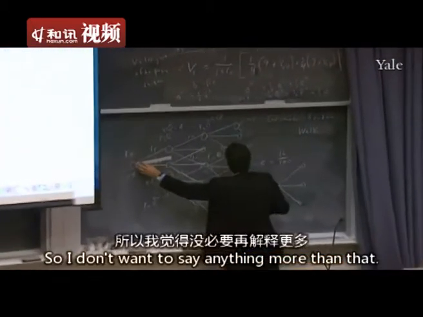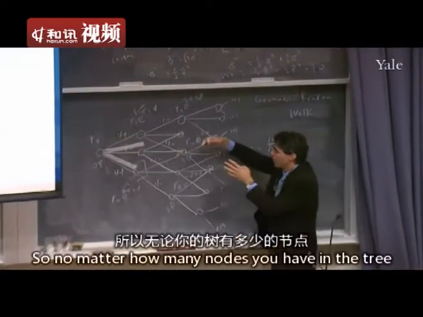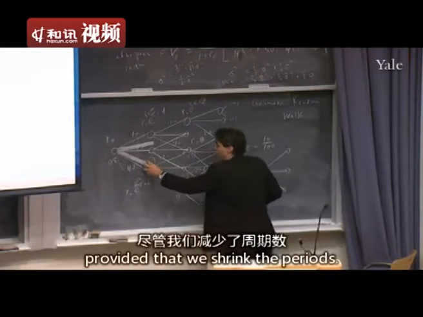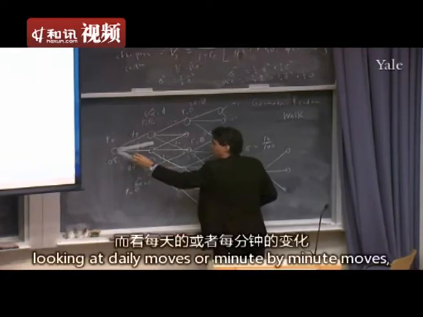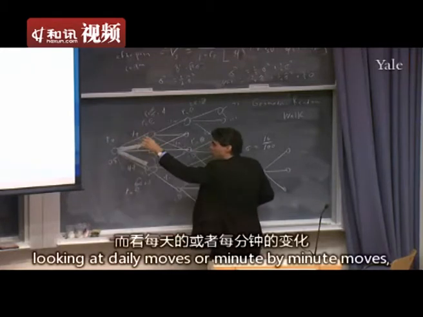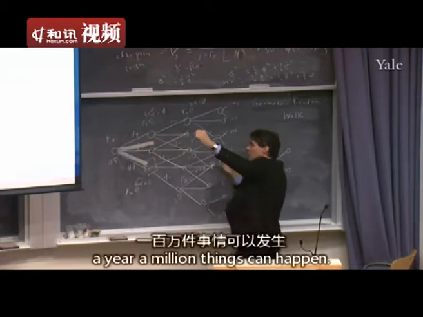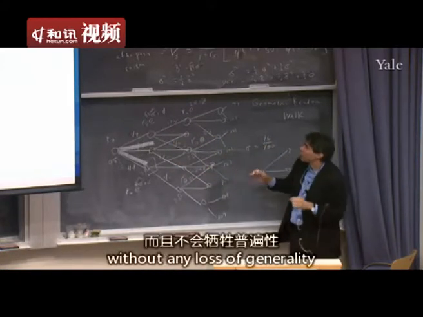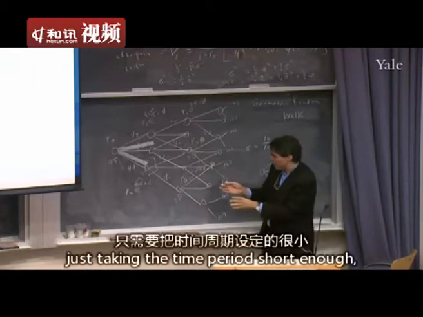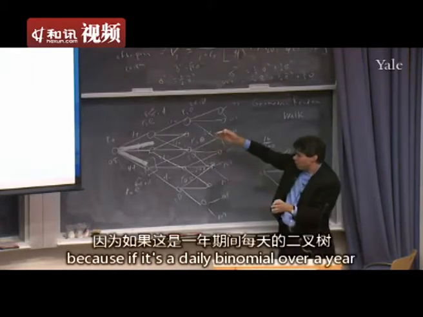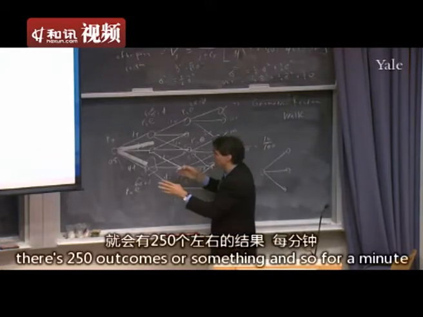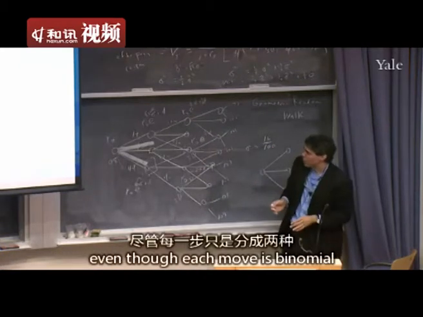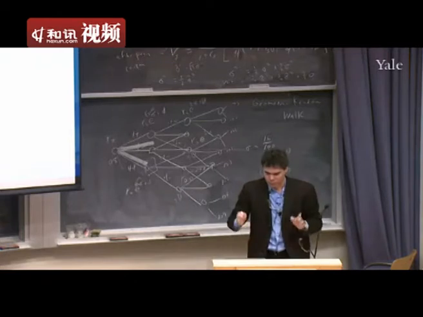So anyway, I don't want to say anything more than that. No matter how many nodes you have in the tree, the binomial is going to give a good approximation, provided that we shrink the periods. Instead of looking at a year, looking at daily moves or minute-by-minute moves, as long as those are binomial, over a year, a million things can happen. And so you can restrict yourself to binomial without any loss of generality, just taking the time period short enough. Because if it's a daily binomial, over a year, there are 250 outcomes or so. And if it's over a minute, then there are thousands of outcomes over a year, even though each move is binomial, and you'll get the same answer.